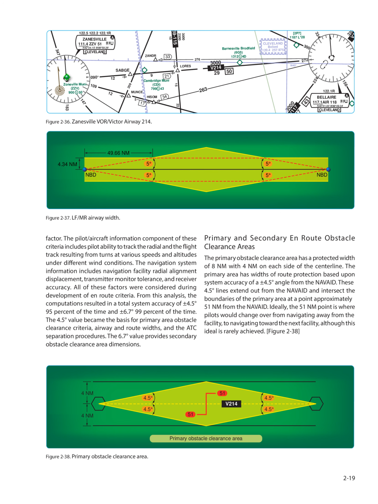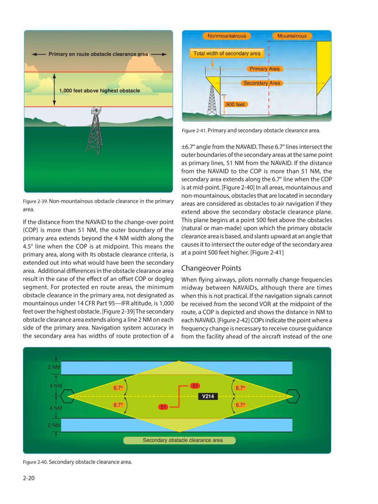Figure 238. If the distance from the NAVAID to the changeover point, COP, is more than 51 nautical miles, the outer boundary of the primary area extends beyond the 4 nautical miles width along the 4.5 degrees line when the COP is at midpoint. This means the primary area, along with its obstacle clearance criteria, is extended out into what would have been the secondary area. Additional differences in the obstacle clearance area result in the case of the effect of an offset COP or dogleg segment. For protected en-route areas, the minimum obstacle clearance in the primary area, not designated as mountainous under 14 CFR Part 95, IFR altitude, is 1,000 feet over the highest obstacle.